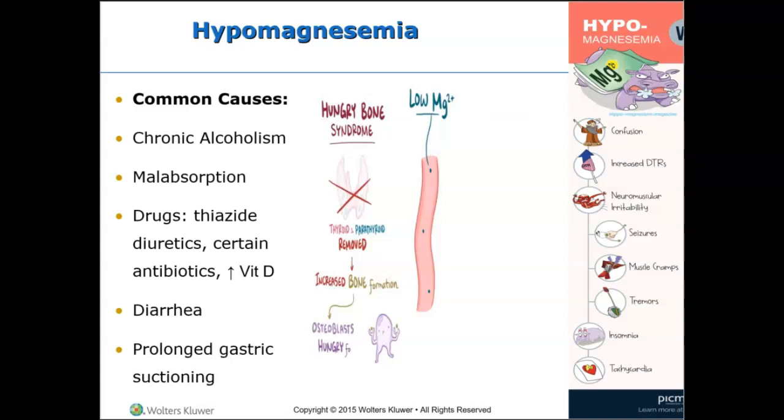So it could be malabsorption. It could be because they're on a thiazide diuretic and there's too much wasting of the magnesium, right? Certain antibiotics also cause, excuse me, low mag levels, and it could be an increase in vitamin D. Diarrhea is also a cause, or prolonged gastric suctioning. So we talked about it again, when somebody is on GI suctioning, intermittent, we could be too aggressive with that, right?